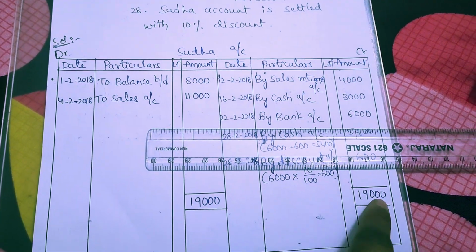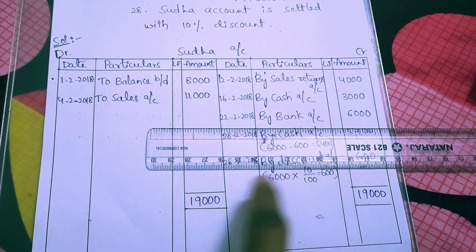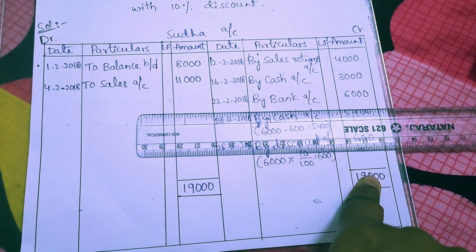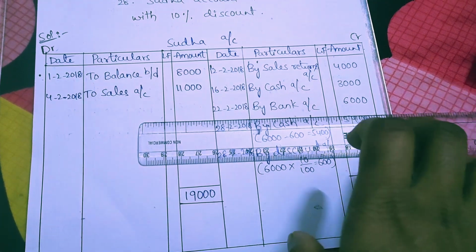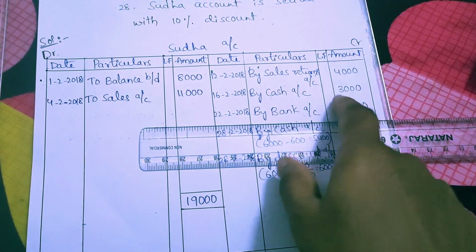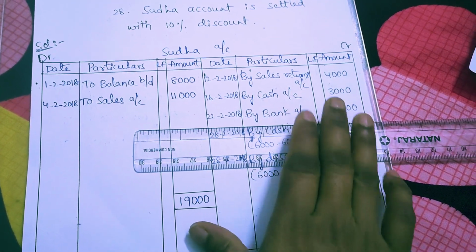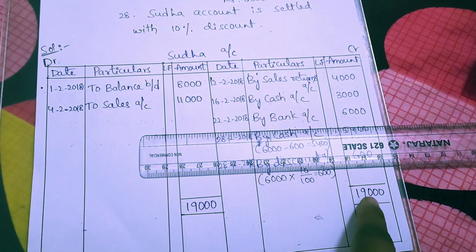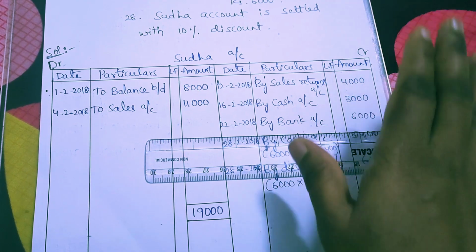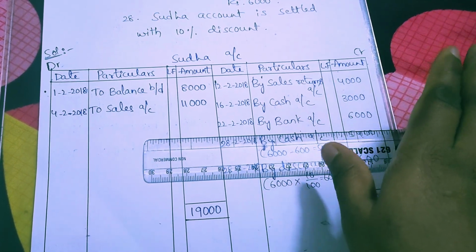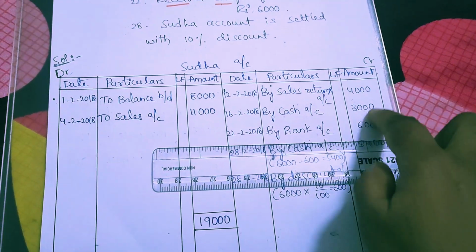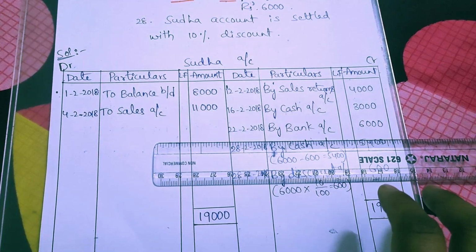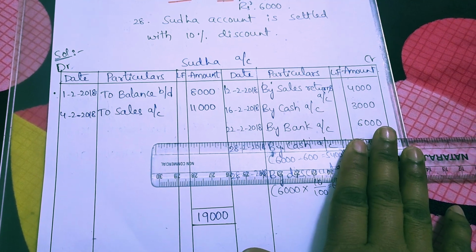So more amount we should write on both the sides in totals. 19,000, 19,000 both the sides. And amount is less on which side? Credit side. Come to this side and we should write here. So how much is it less by? 19,000 minus 13,000, you will get 6,000. If you deduct that, we will get 6,000. So 6,000 we should write here.